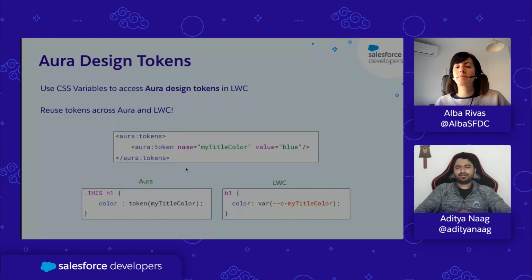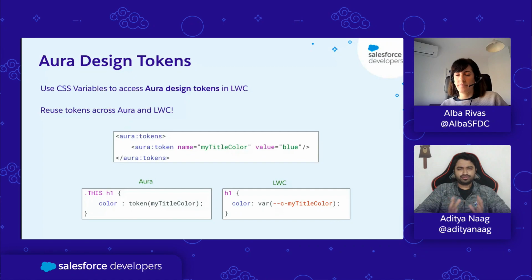Now, next, Aura design tokens. You should already know about it because Aura has been there for like 6 years now. So the very same concept of CSS custom properties is Aura design tokens, where custom properties is more a web standard, but Aura design tokens is what we created at Salesforce to make up for that web standard.